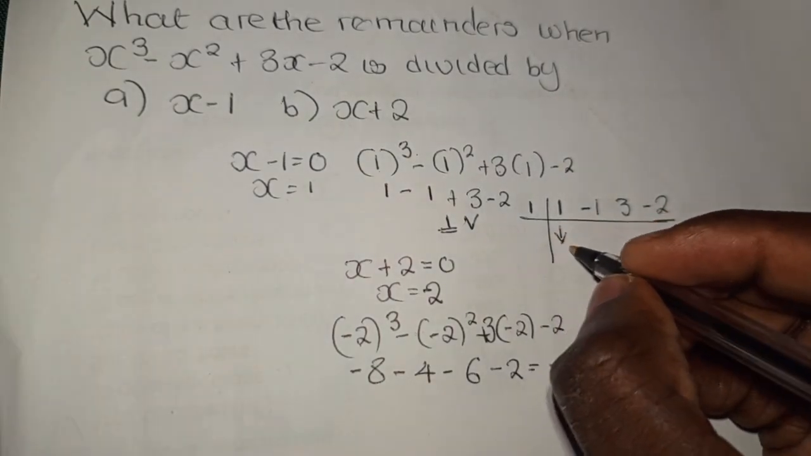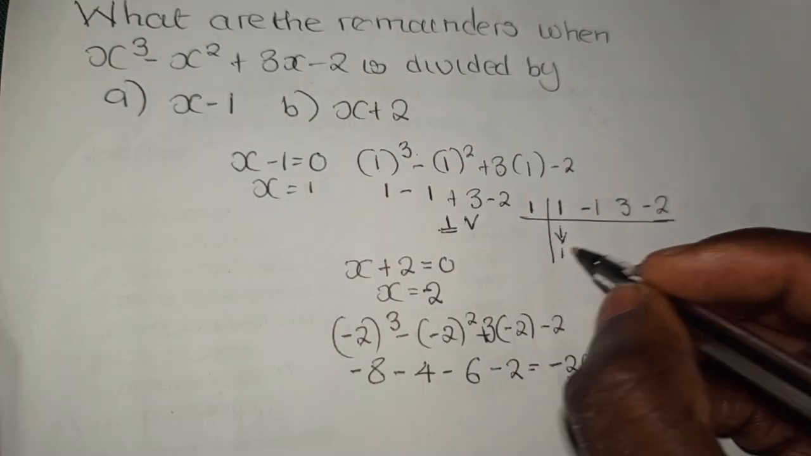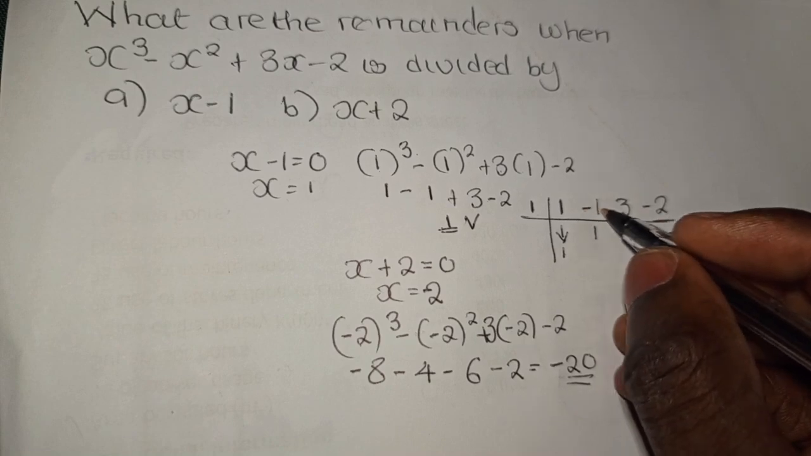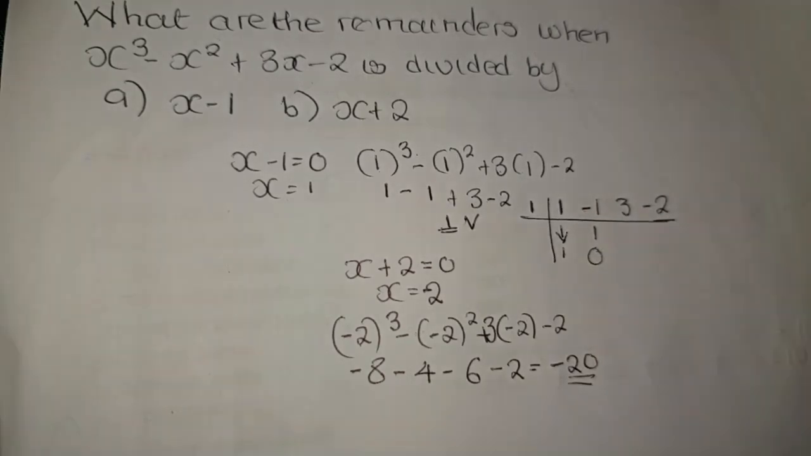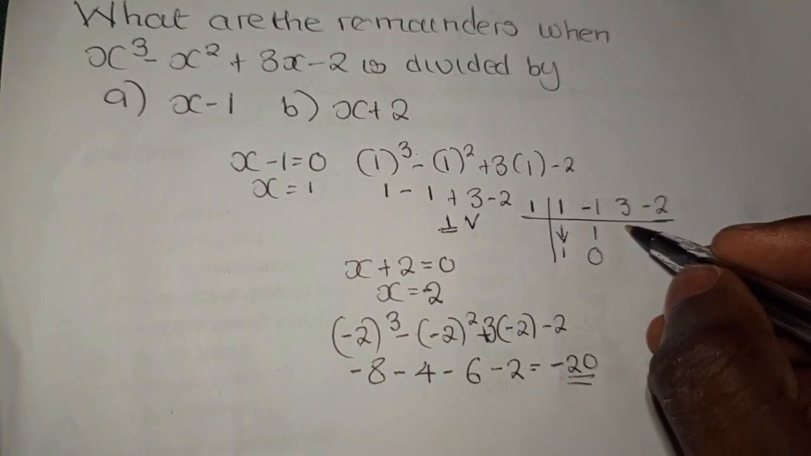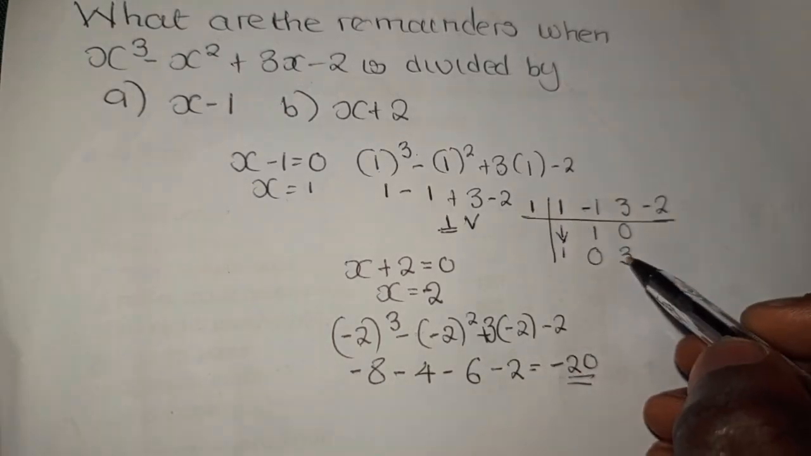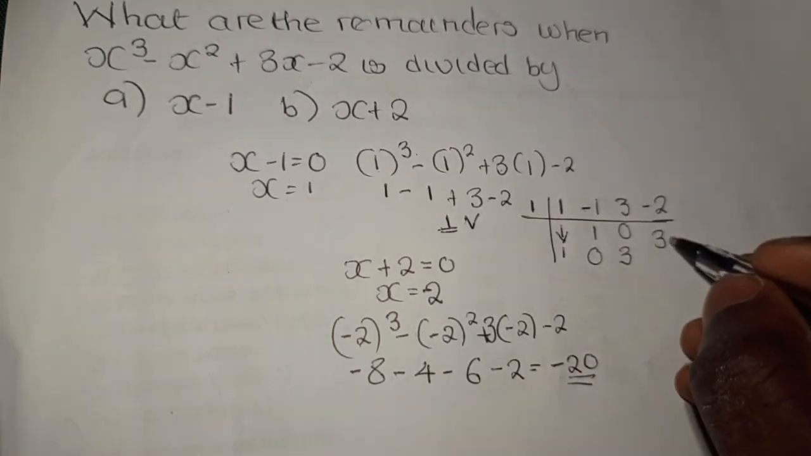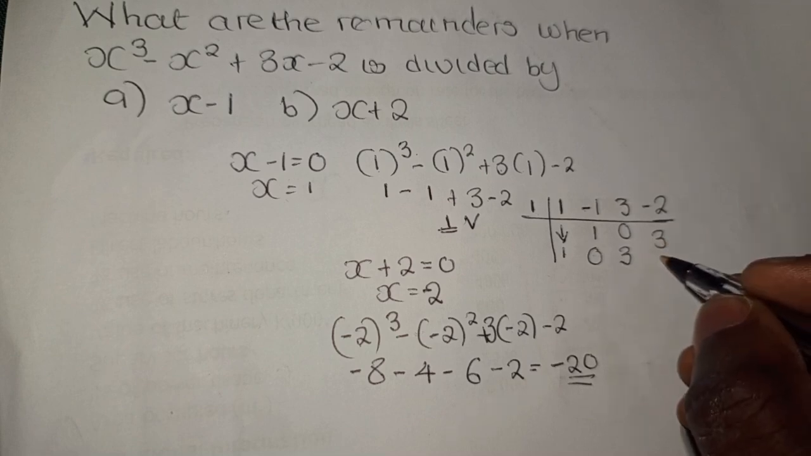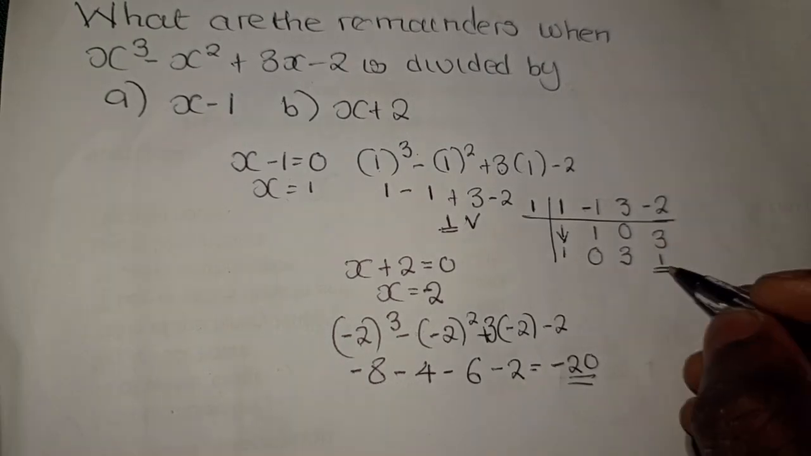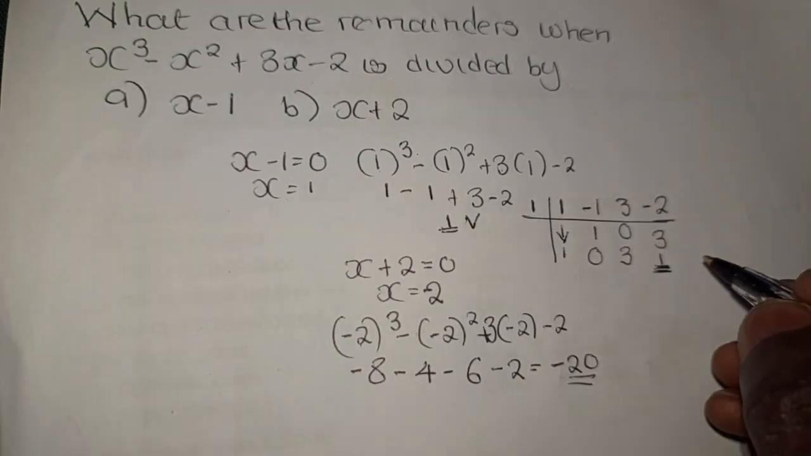So the first thing, you drop down the 1. 1 times 1 is basically 1. And negative 1 plus 1 is basically 0. 1 times 0 is 0. And 3 plus 0 is basically 3. 1 times 3 is basically 3. And negative 2 plus 3 is basically 1. So this one is the remainder.